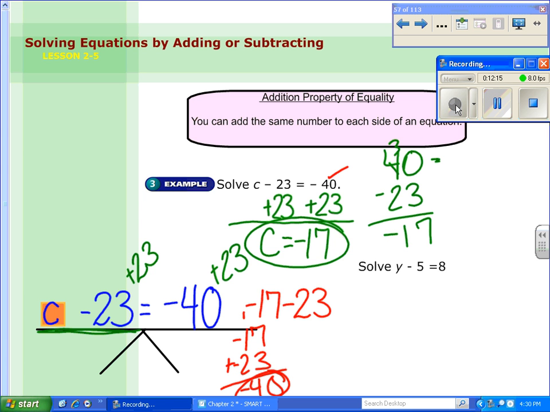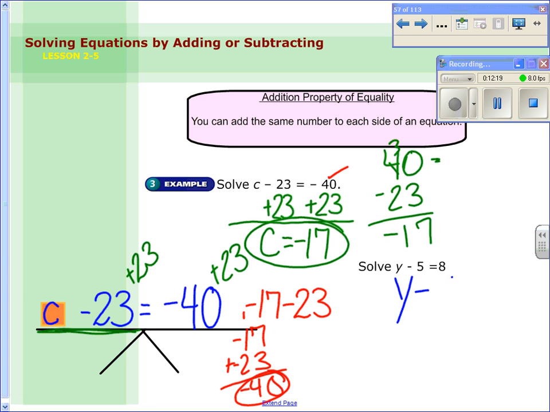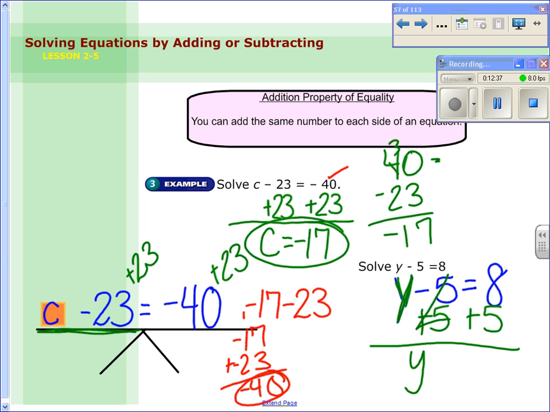All right, so I'm going to look and I see in this problem I have y minus 5 is the same as 8. My variable here is y, and on the same side of that y is minus 5. Well, the opposite of minusing 5 is adding 5. So I do that to both sides. And I'm left with y is equal to, well, 8 plus 5 is 13. So I get y is equal to 13.